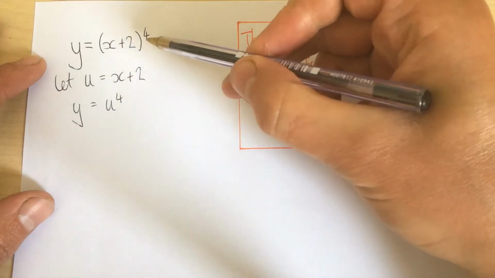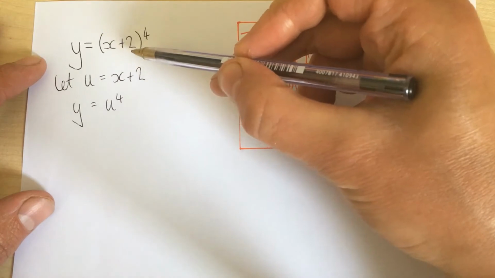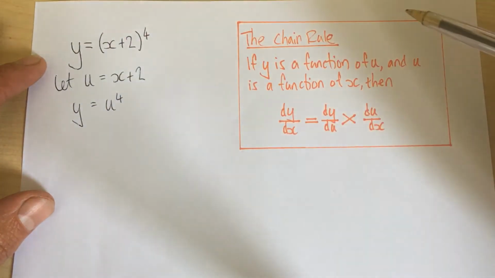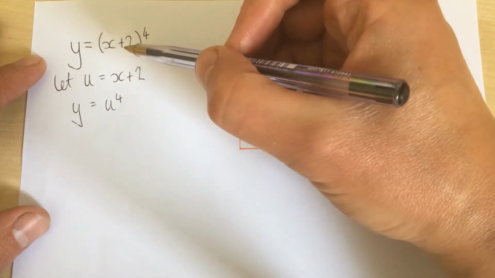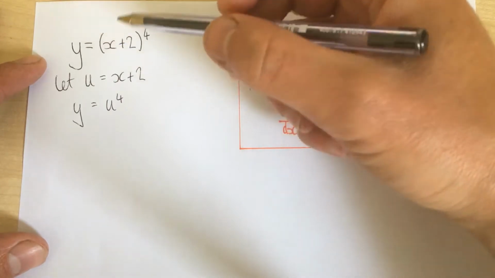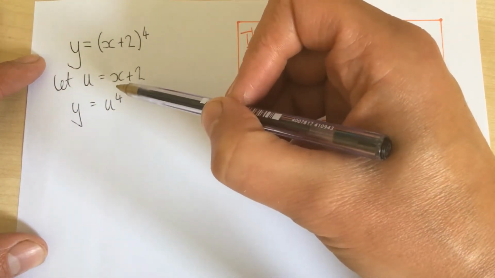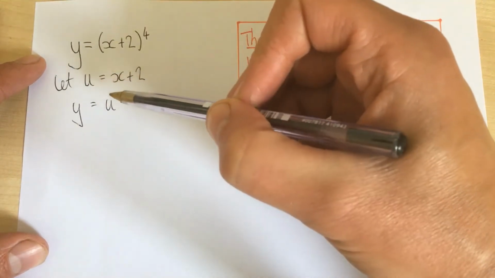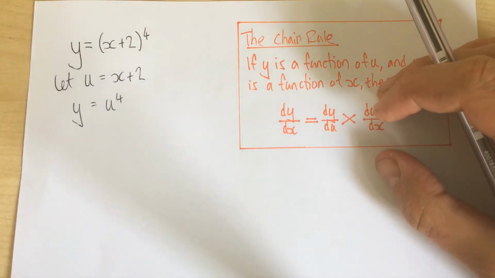Look, here we have the same structure. Y equals something to the power of 4, and here y equals something to the power of 4. It's the function of a function. So y is now a function of u, and u is a function of x. The new variable u is the link between the two expressions.